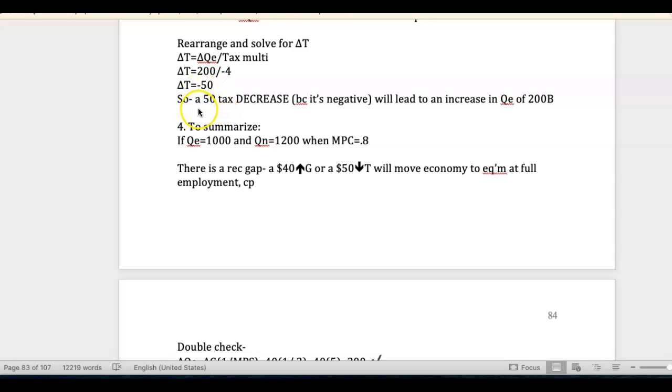So that means a $50 billion tax decrease, because it's negative. This is not a negative number. You didn't do it right. So a $50 billion tax decrease will lead to an increase in output of 200 billion.